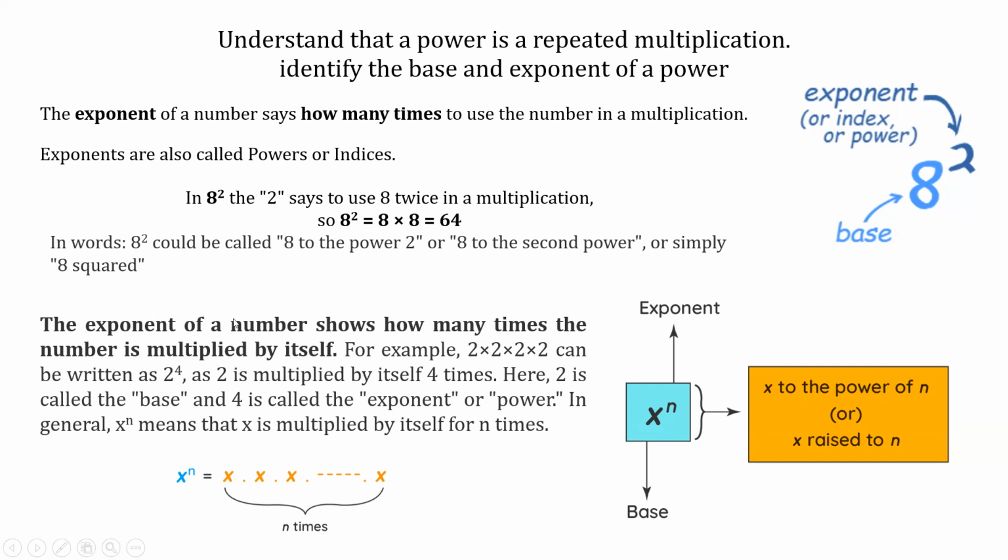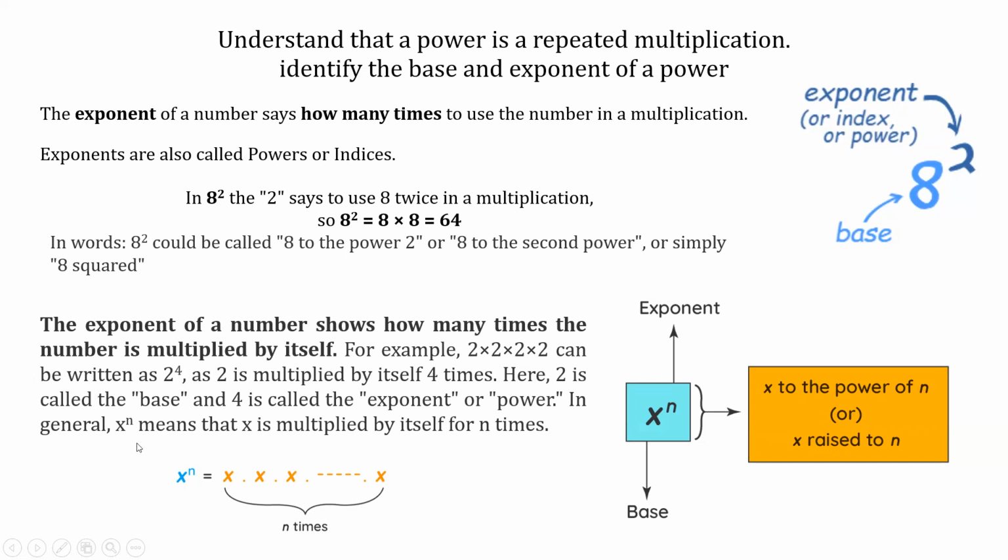The exponent of a number shows how many times the number is multiplied by itself. For example, this expression: 2 multiplied by itself 4 times, and we write this expression in this form. Here 2 is the base, we call 2 the base, and 4 the exponent or power.